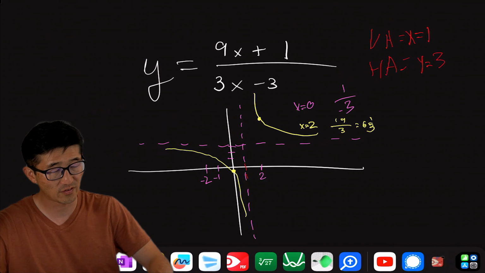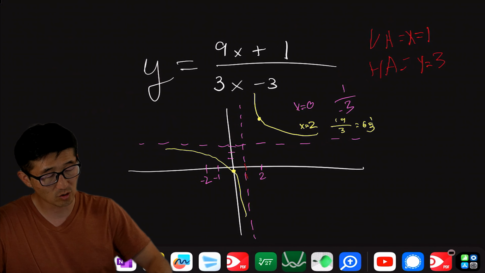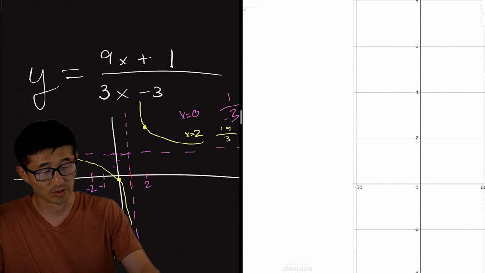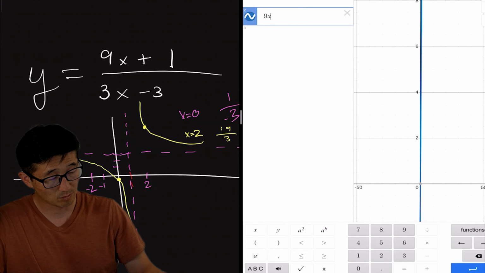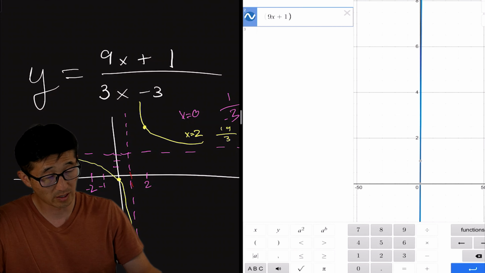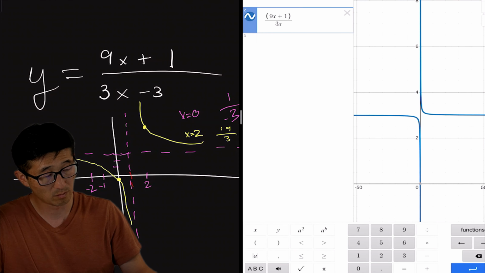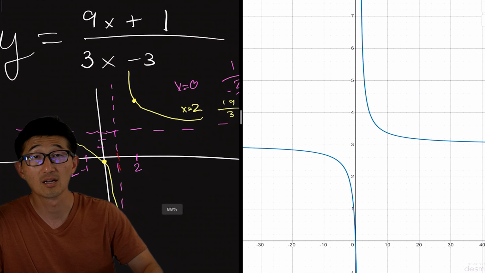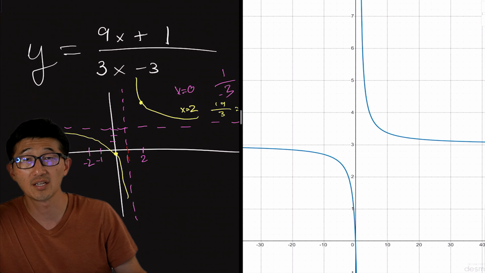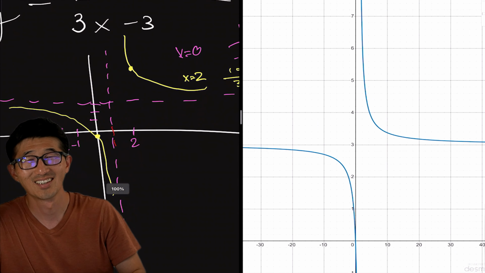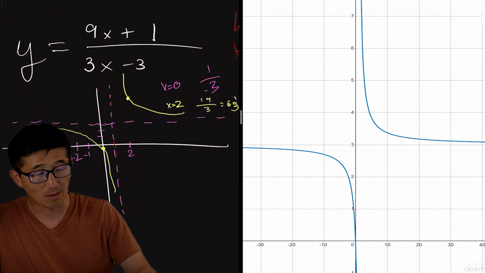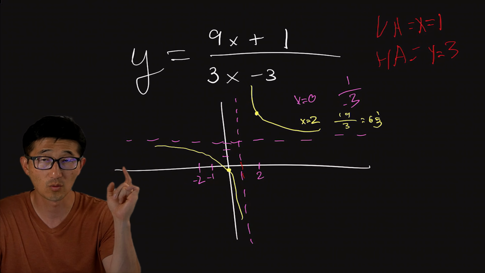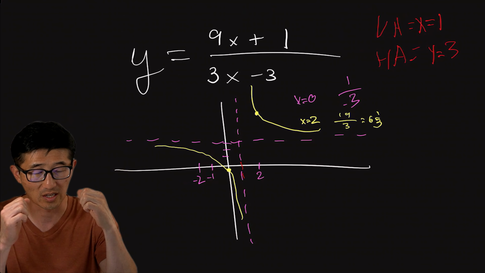And again, let's verify it with our graphing calculator real quick before we go. 9x plus 1 divided by 3x minus 3. Boom. Look at that. The computer almost had it as good as yours, okay? All right, got it? For your homework, I'm going to give you some rational functions like this to graph, and then we're going to look at other types as well.